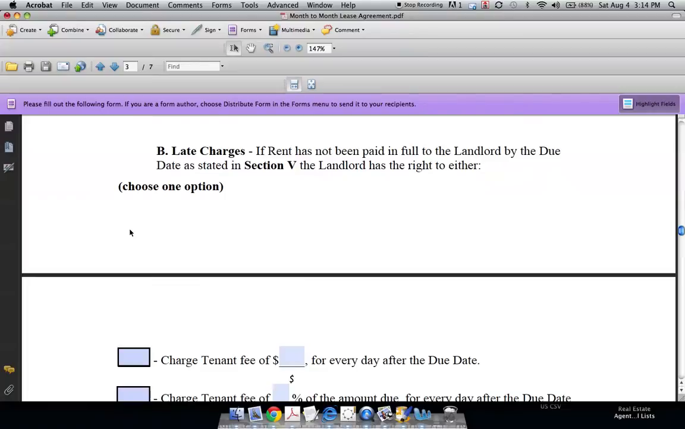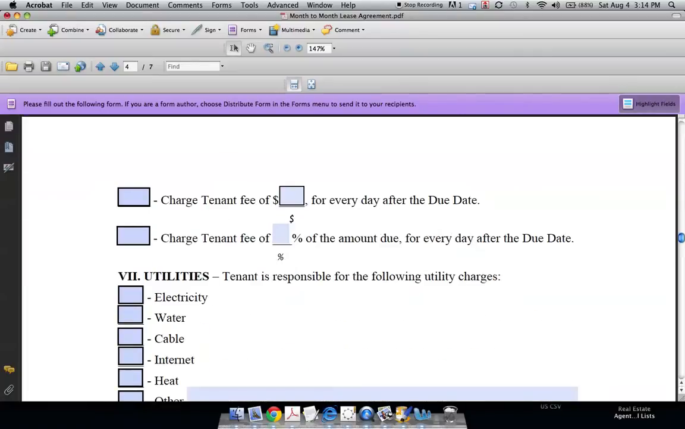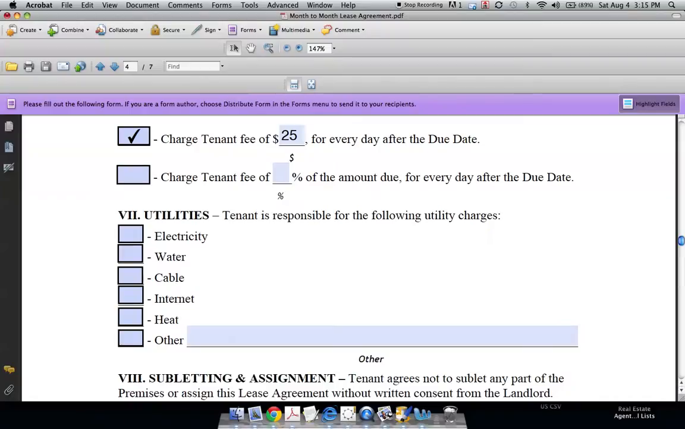This is late charges. The landlord can either charge a flat fee or charge a percentage. You also want to watch out here because most states have a requirement on how much you can charge a tenant for late fees. You can't charge anything ridiculous in most states. So I would just charge the tenant a flat fee of $25 for every due date that it's late.